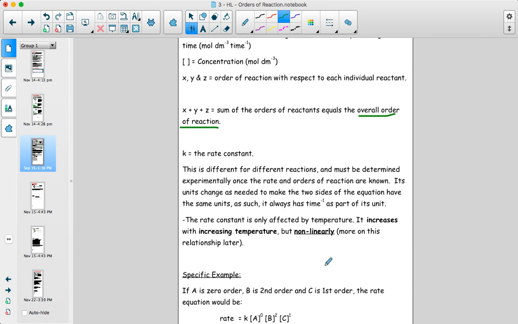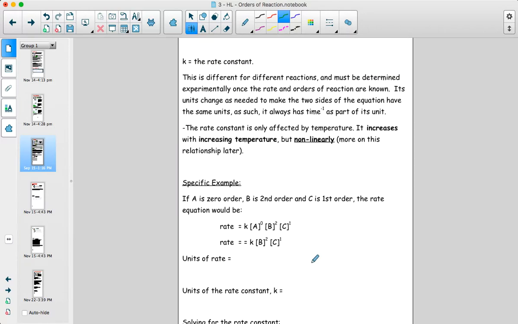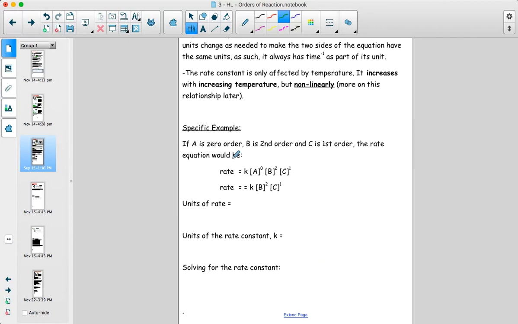It does so in a nonlinear way, but increasing temperature increases the rate constant. So here's a specific example. If A were 0 order, B was 2nd order, and C was 1st order, the rate equation would look like this, except that since A to the 0 is just 1, we wouldn't normally write it, and we would get rate equals K, B squared, C to the 1st.